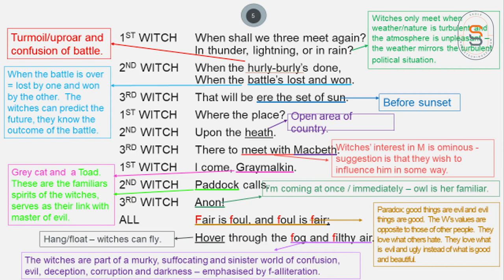Remember, the witches' values are opposite to those of other people. They love what others hate. They love what is evil and ugly instead of what is good and beautiful. And then the last line, hover through the fog and filthy air. They hang or float because they can fly. Fog and filthy air, the witches are part of a murky, suffocating and sinister world of confusion, evil, deception, corruption and darkness.